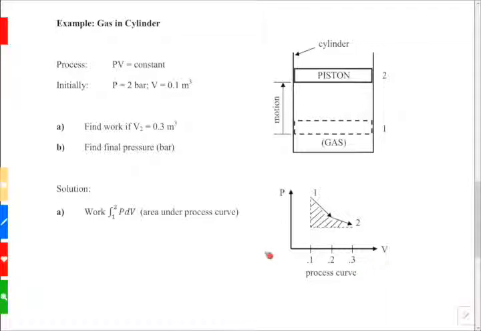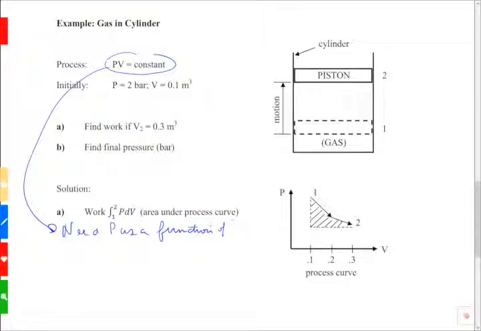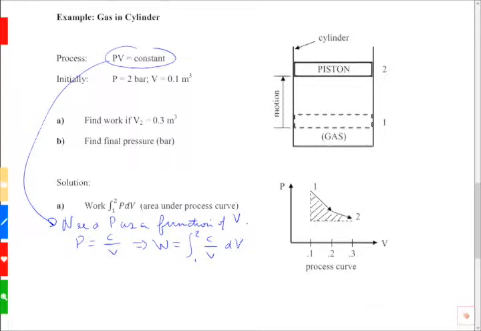So here's a PV picture. We can work this integral if we can use the process information to find pressure. I'll say we need pressure as a function of volume. And we can do that. It's just going to be P is equal to a constant divided by V, just solving that relationship. Let's plug that into the integral. So work is going to be the integral from 1 to 2 of C divided by V dV. We can work that.